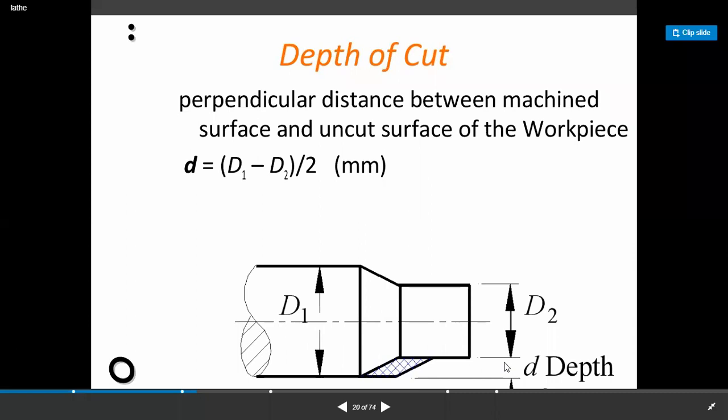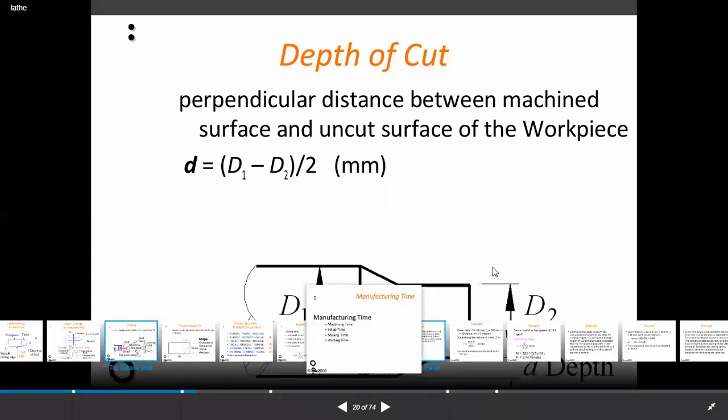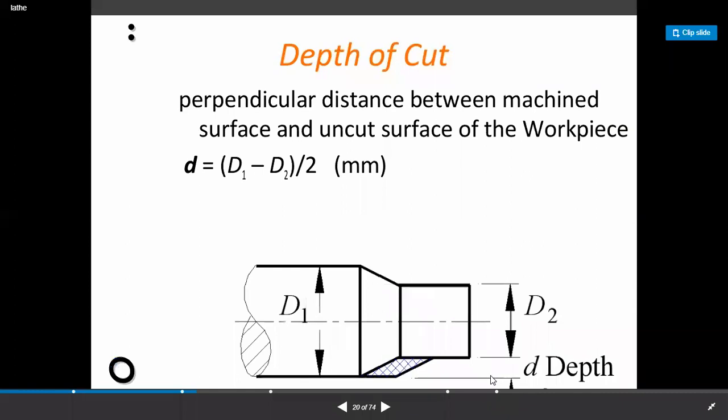This is your machined surface, and from this is the unmachined surface. So from this unmachined surface, you have to remove this much of material, that is D1 minus D2. That small d is the depth of cut, the perpendicular distance between the machined surface and the uncut surface. This is the required, so this in-between distance is nothing but the depth of cut.